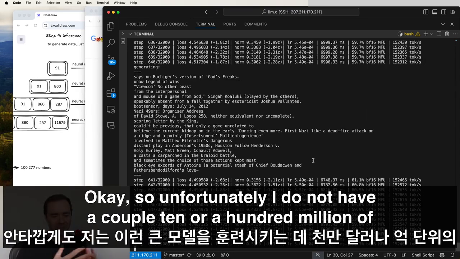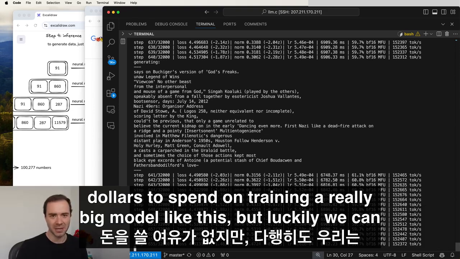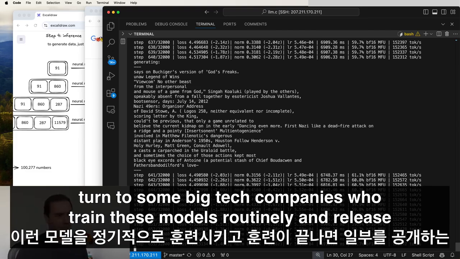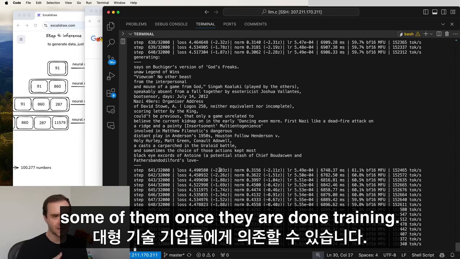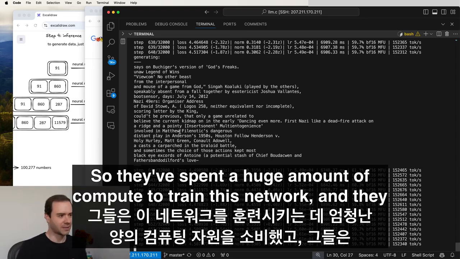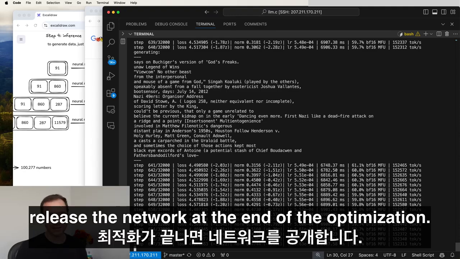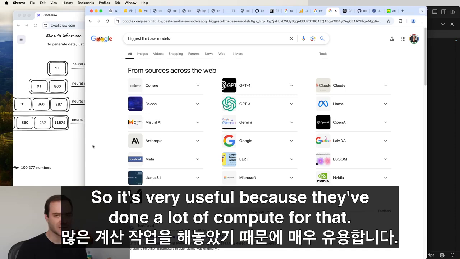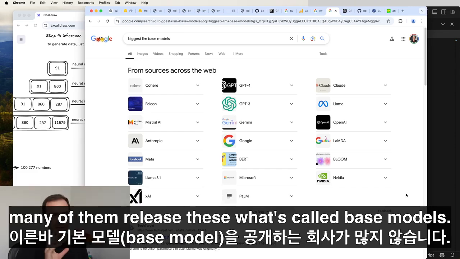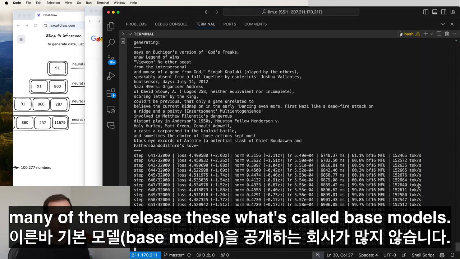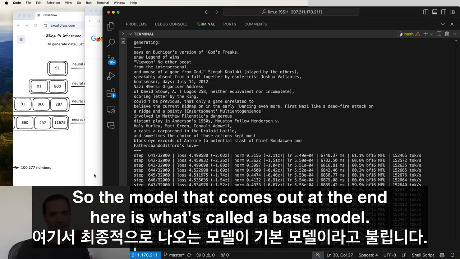Okay, so unfortunately, I do not have a couple tens or hundreds of millions of dollars to spend on training a really big model like this. But luckily, we can turn to some big tech companies who train these models routinely and release some of them once they are done training. So they've spent a huge amount of compute to train this network, and they release the network at the end of the optimization. So it's very useful because they've done a lot of compute for that. There are many companies who train these models routinely, but actually not many of them release what's called base models. So the model that comes out at the end here is what's called a base model.